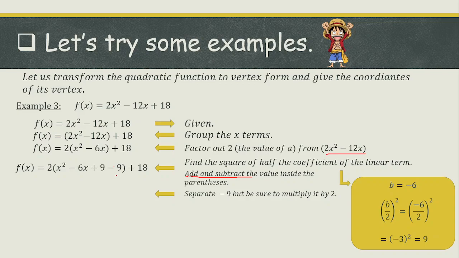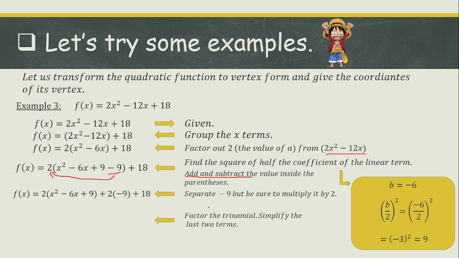So, mangyayari, negative 9 times 2 times a. Kung 1 lang dyan, hindi mas okay. Pero dahil nga 2 yung ating a, so negative 9 times 2, the result will be, so, andyan na yung kalabasan niya. 2 times x squared minus 6x plus 9 plus 2 times negative 9. Linabas natin si negative 9 plus 18. Then, after that, i-simplify natin. So, 2 times negative 9, the answer is negative 18, then plus 18.